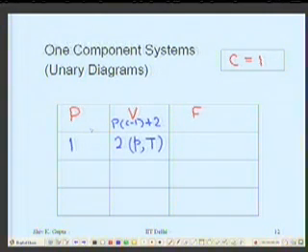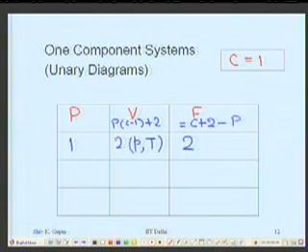How many degrees of freedom do I have in the system? F is equal to C plus 2 minus P. C is 1, 1 plus 2 is 3, 3 minus P, 3 minus 1 is 2. I have 2 variables, pressure and temperature. I can change both. That's the degrees of freedom.